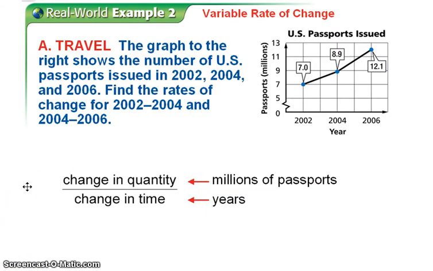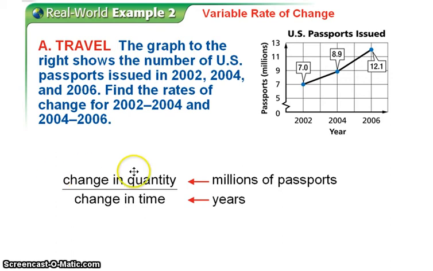Okay, now let's look at variable rate of change. What they're going to do here is give you a graph, and we have to interpret the rate of change in a graph. The graph to the right shows the number of U.S. passports issued in 2002, 2004, and 2006. Find the rates of change for 2002 to 2004 and 2004 to 2006.